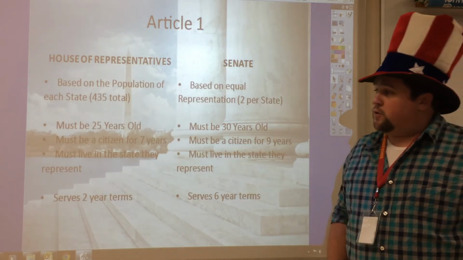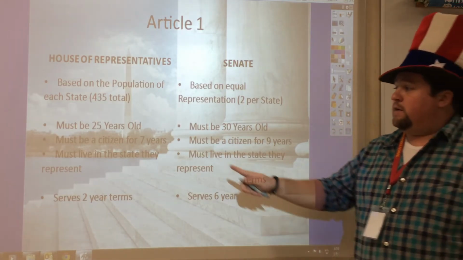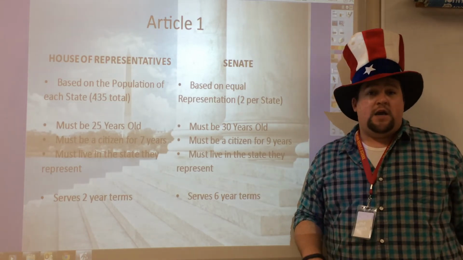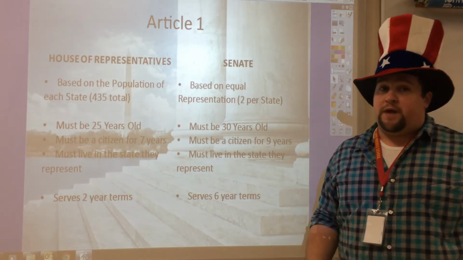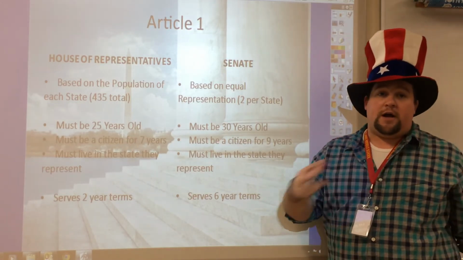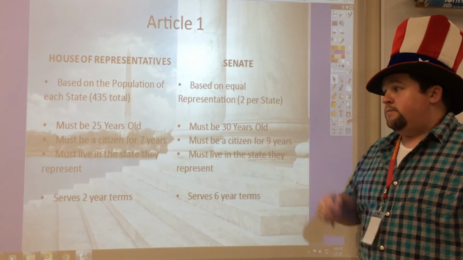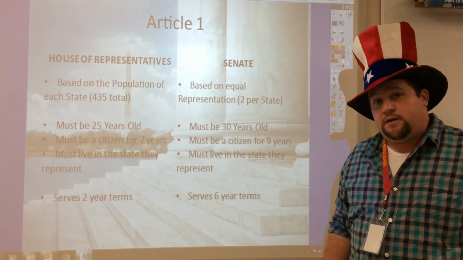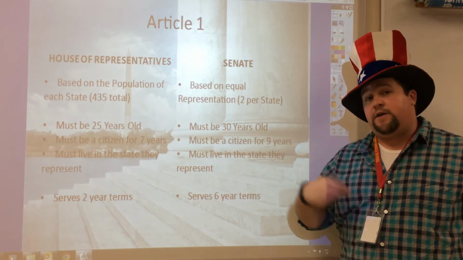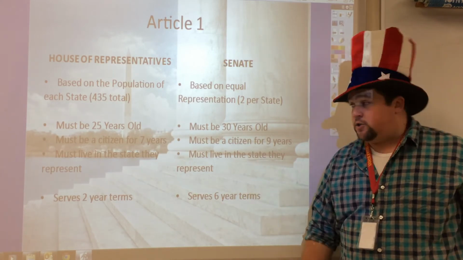You must be 25 years old to be in the House of Representatives. You must have been a citizen for 7 years, and you have to live in the state that you represent. That does not mean that you have to have been born there. It just means that you currently have to live there. I was born in New York. I now live in Florida, so I would have to be the Florida representative. You serve 2-year terms in the House of Representatives. Every even year, you are up for re-election.